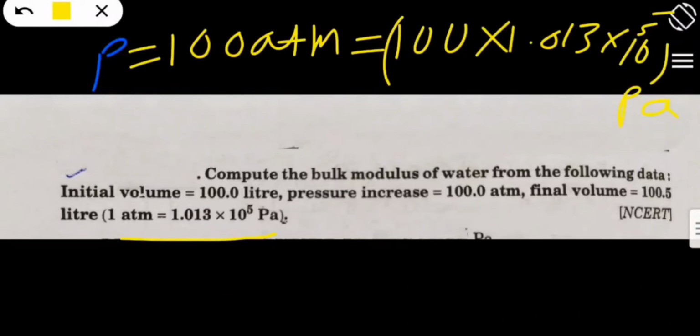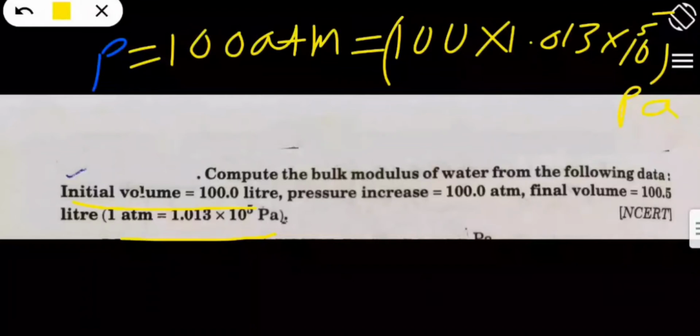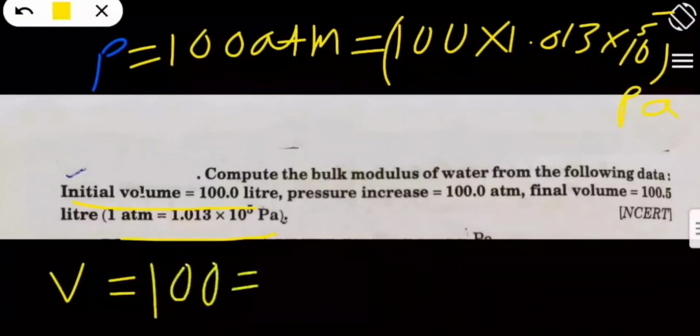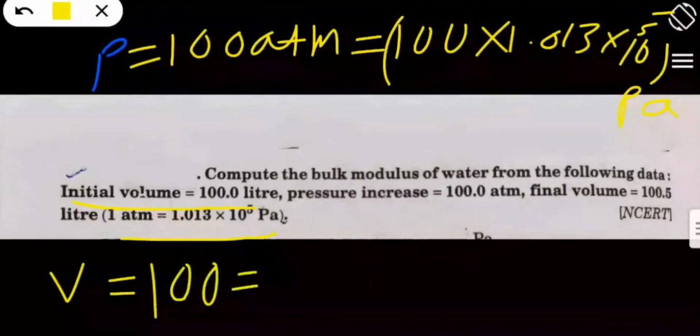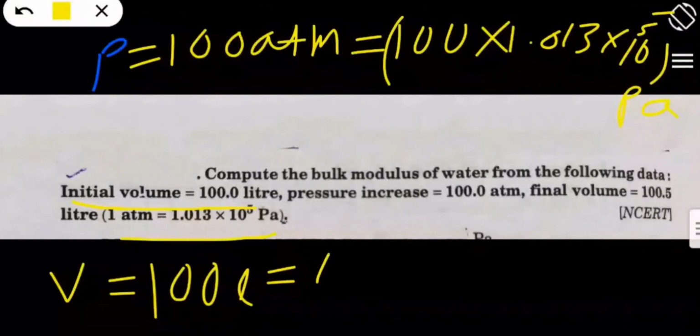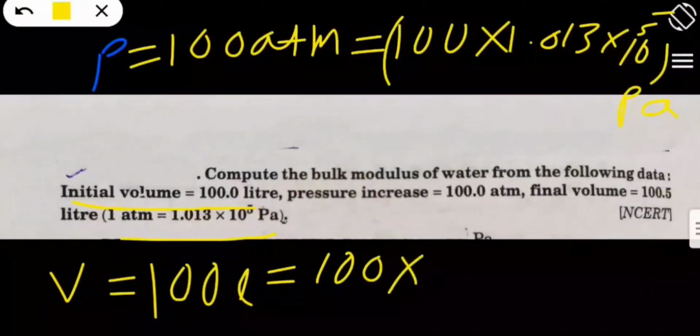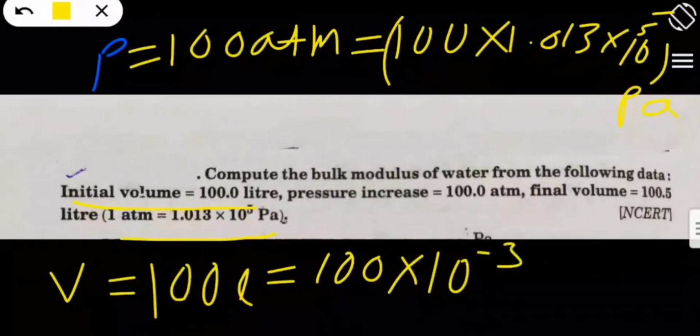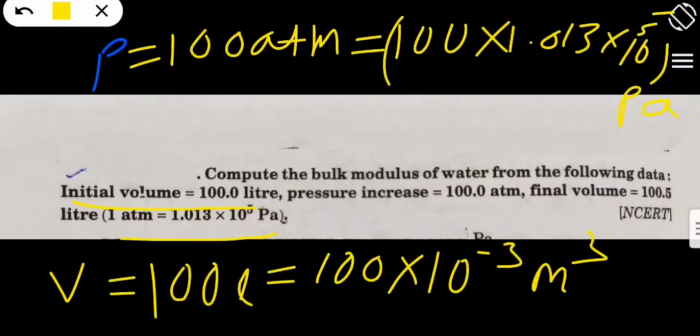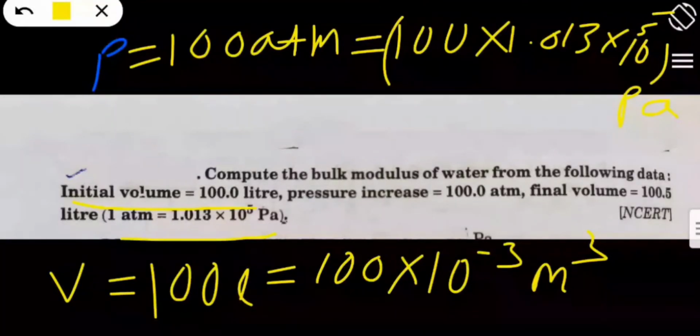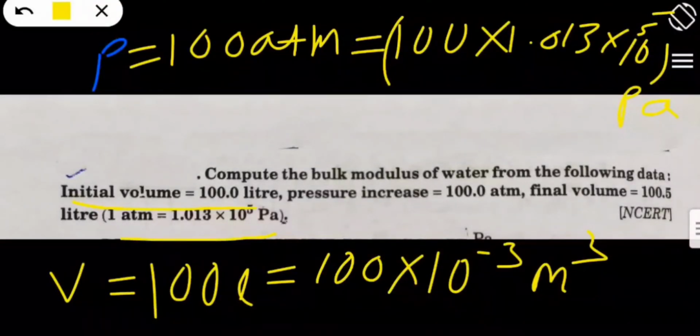Another data given to me is the initial volume. Let me write it as V. V is given as 100 liter. Liter we need to convert to a feasible unit, so let me convert it to meter cube. 100 liter is 100 divided by 1000, so volume of the initial one is 100 into 10 to the power minus 3 meter cube. Shall I rub?